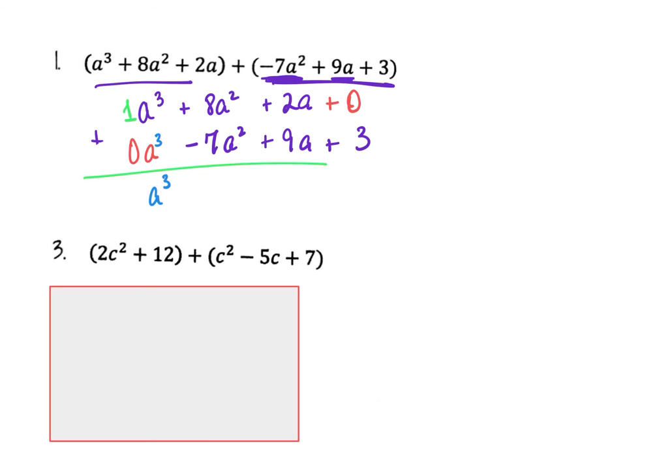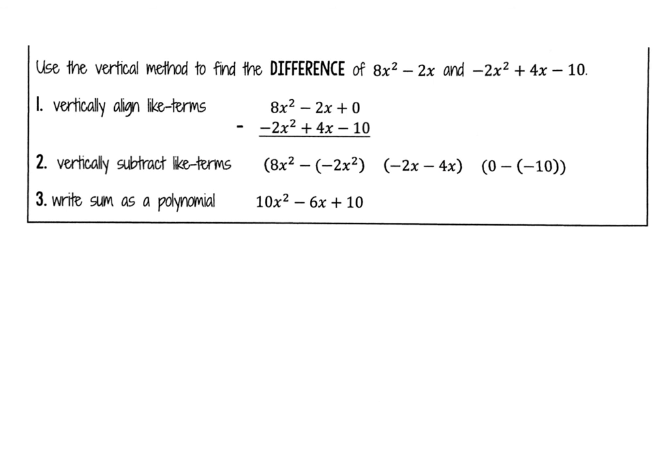Now they're lined up, 8 and negative 7. They both have a squared. So now I can say that is 1a squared. The 2a and the 9a, those are alike. I can say 11a. I have the 0 and the 3. I can say 3. Okay? The vertical method also works for subtraction. Same page. Difference. Same rule applies for difference, but you are subtracting.